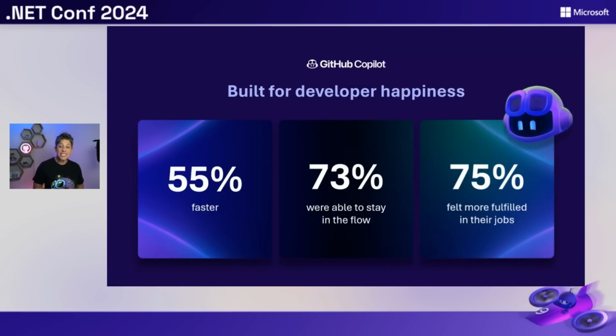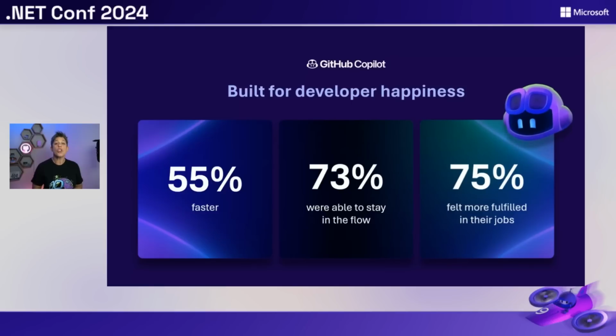And then we also found that 75% are more fulfilled in their jobs. And what does that mean? They want to learn, they want to write better code. And hopefully we have more longevity within our customers because they are more happy in their job. They are writing better code and we're delivering features faster. So these are really good numbers that we use to measure the success of GitHub Copilot.